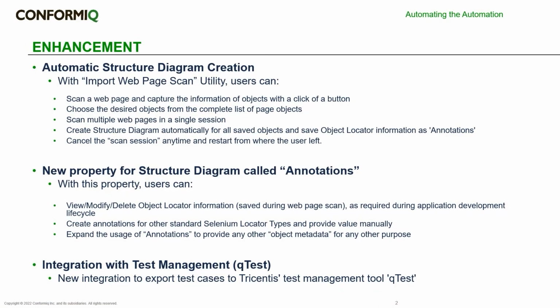Coming to the enhancements, we will see that the first major enhancement is with respect to automatic structure diagram creation. Confirmic has integrated a new import utility called import web page scan, where users can scan a web page and capture the information of the objects with a click of a button. Then users have the choice to select the desired objects as per the current scope of testing. Users can also scan multiple web pages in a single session with this new import utility.